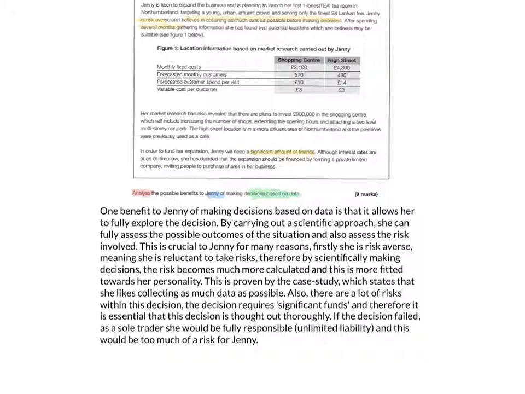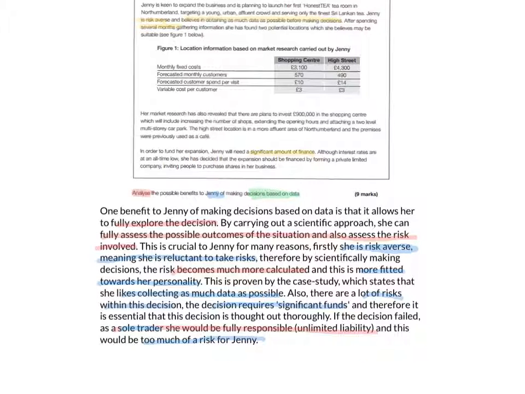So I'm going to break down why you get the full marks for this answer. The first thing I've done is highlight the knowledge, the theory that's involved. So you show a good understanding of what is meant by scientific decision making. It allows you to fully explore the decision. It assesses possible outcomes of the situation. It also assesses the risk involved via the data. It becomes much more calculated because of the data, and as a sole trader, she'd have unlimited liability.